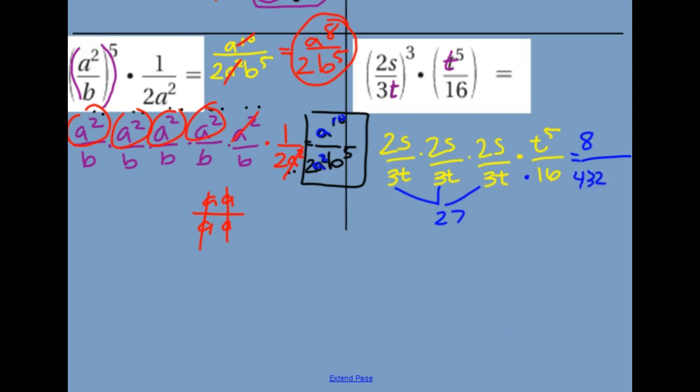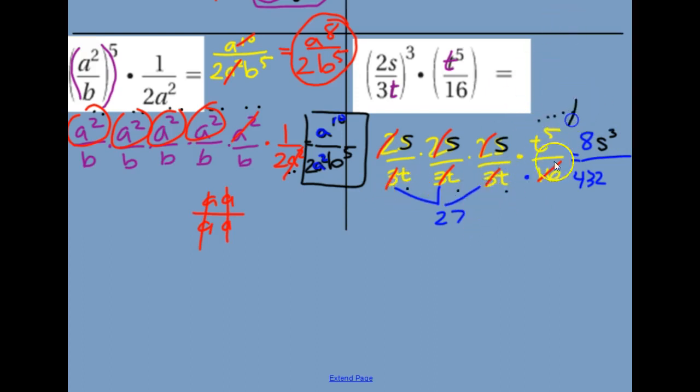Kind of a big number, but for now, just leave it like it is. So we've taken care of the 2's and the 3's and the 16. So we have left on the top s times s times s, which is s to the power of 3. Before I count up my t's, I have 5 t's on the top and 1, 2, 3 on the bottom.